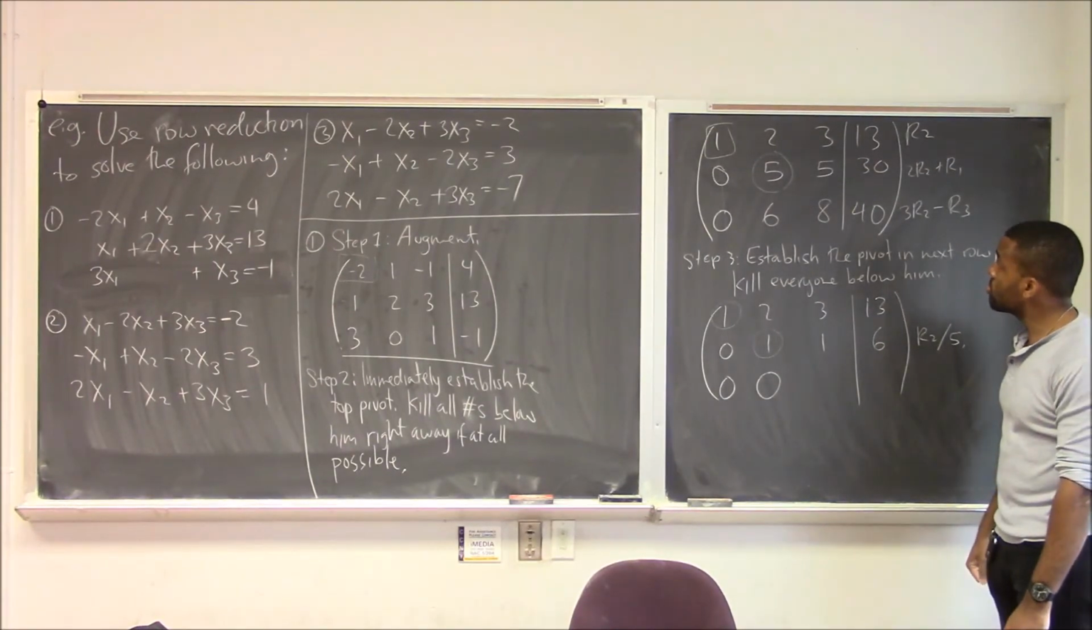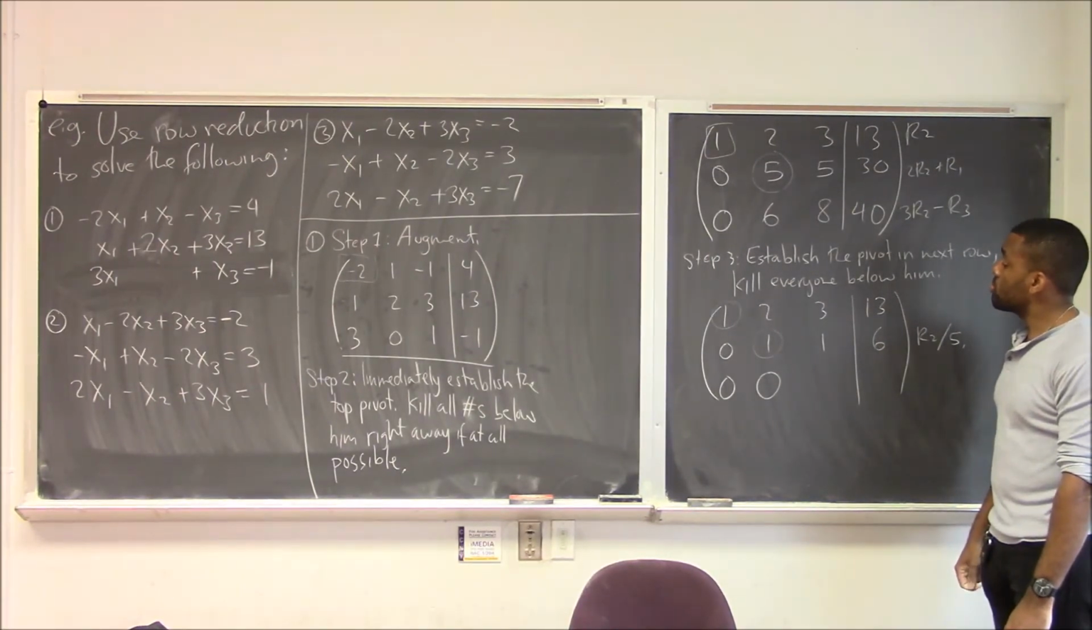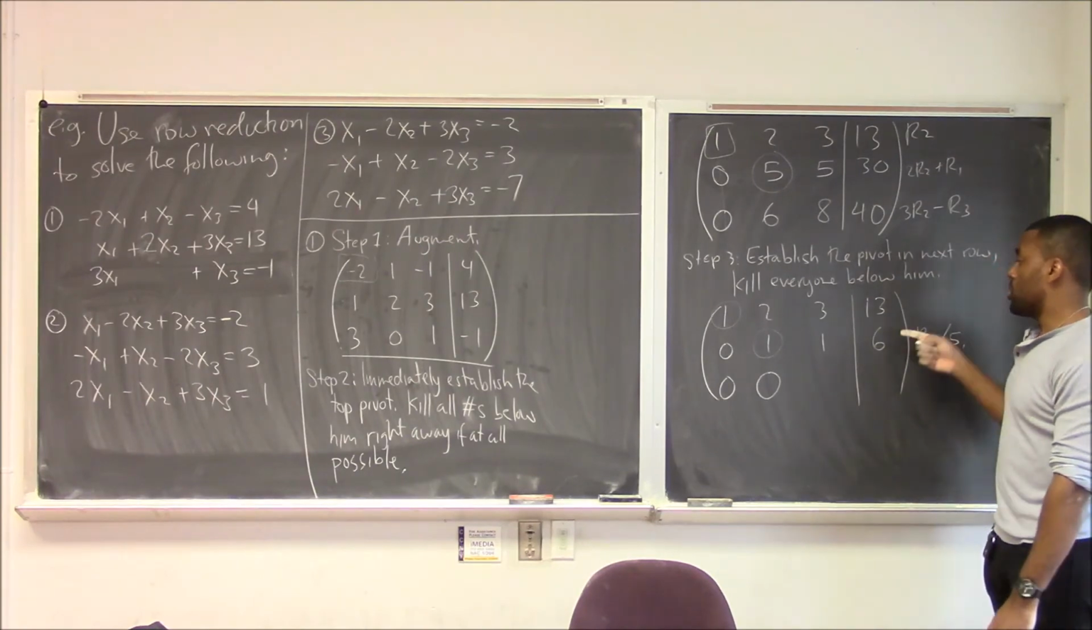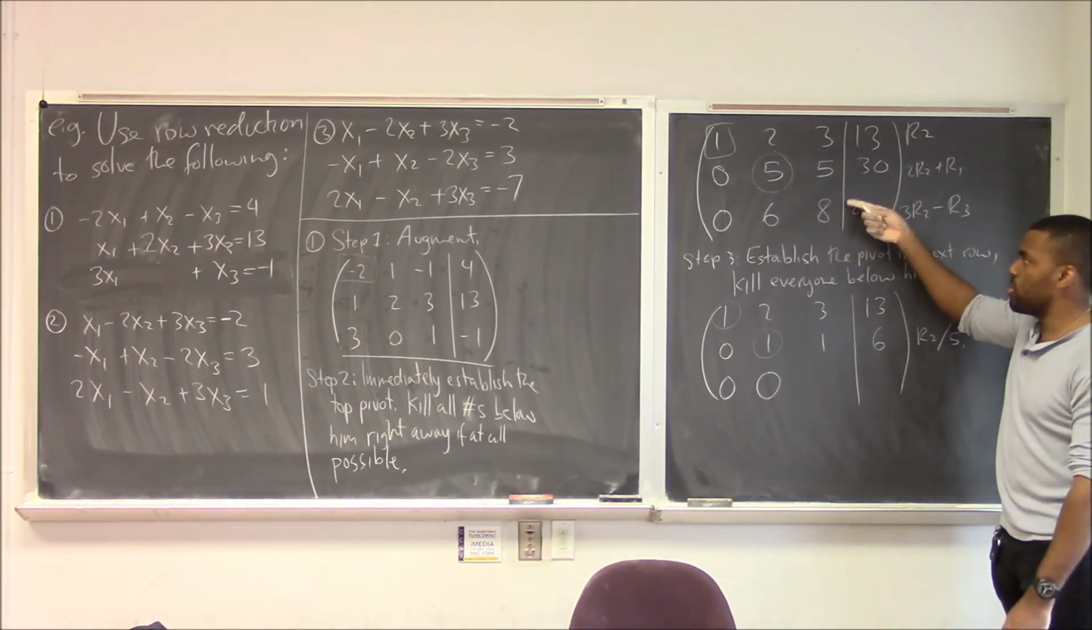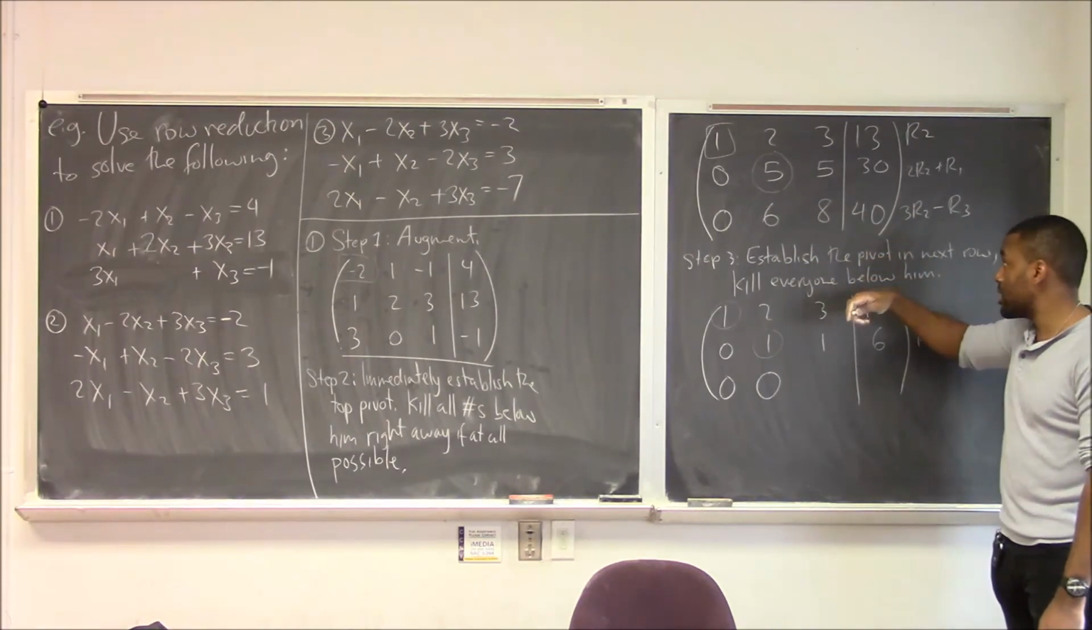Multiply row 2 by 6, subtract row 3. Yeah, multiply this by 6, and then subtract that. Or it probably would be nicer the other way because of no negatives, right?